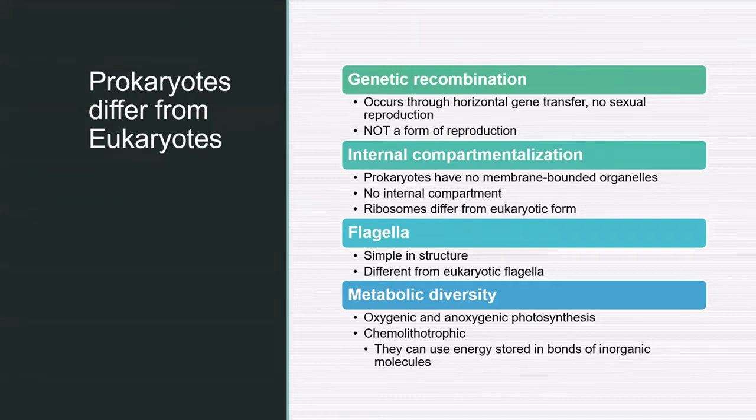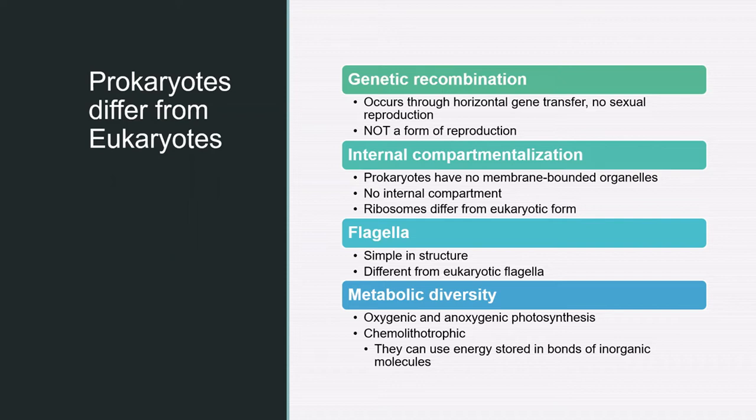So getting in here, talking about genetic recombination. It occurs through horizontal gene transfer. No sexual reproduction happens. It's not a form of reproduction. They lack the internal compartmentalization that eukaryotes have. They have no membrane-bounded organelles, no internal compartments, and their ribosomes differ from the eukaryotic form. Their flagella are simple in structure and different from eukaryotic flagella.